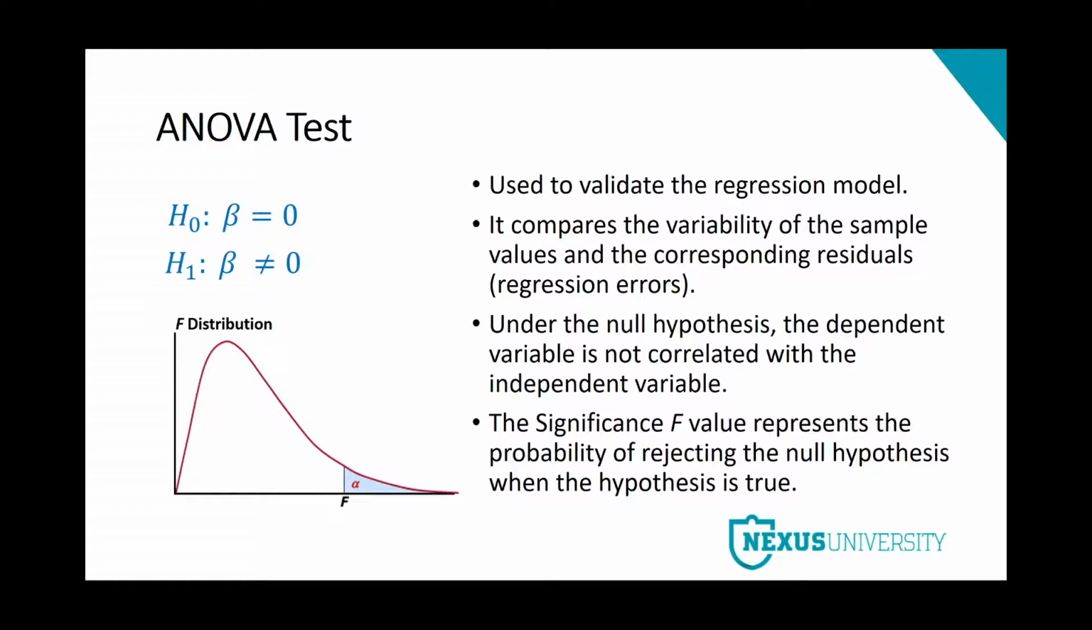We covered the ANOVA test in module number 2. In this case, it is used to validate the regression model. It compares the variability of the sample values and the corresponding residuals, also known as regression errors. Under the null hypothesis, the dependent variable is not correlated with the independent variable. The significant F value represents the probability of rejecting the null hypothesis when the hypothesis is true.